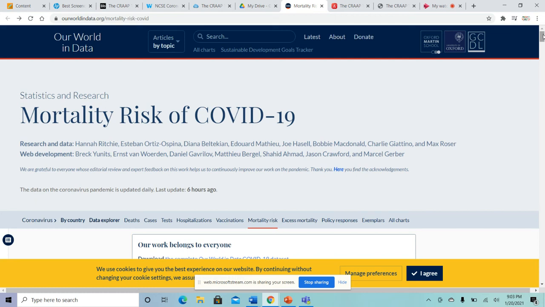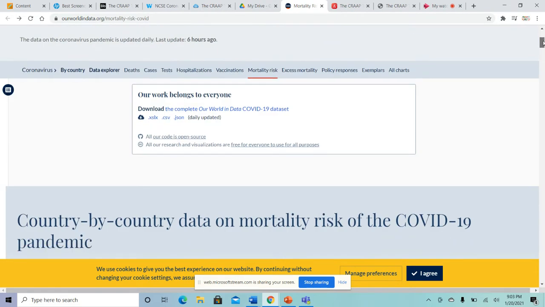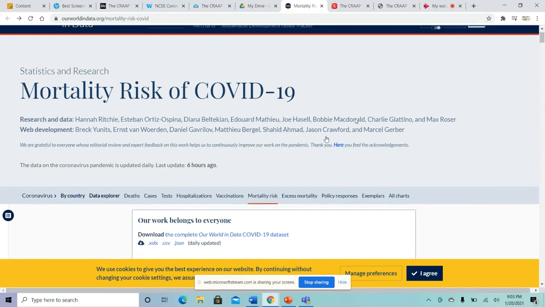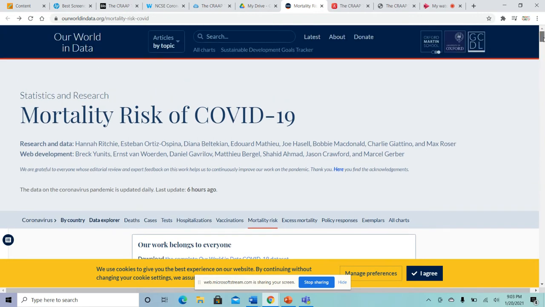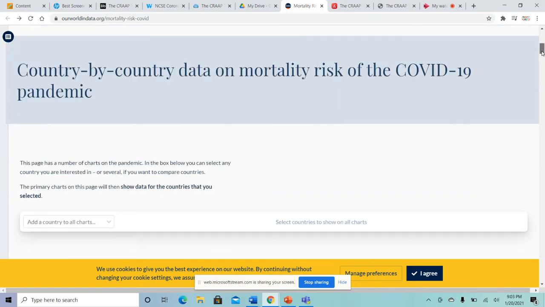So this article, mortality risks of COVID-19 in general, describes the data they have collected since last year, and we can tell that's very reliable because, as we can see here, the data on this virus pandemic is updated daily. So the last update was 6 hours ago.